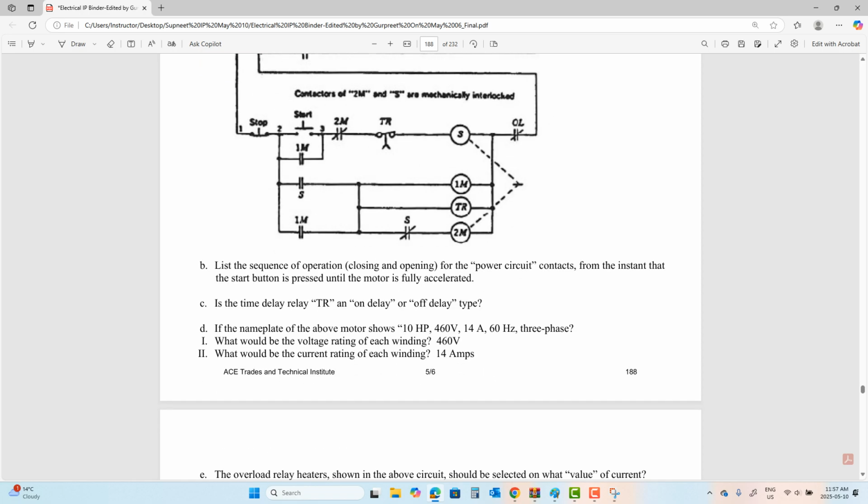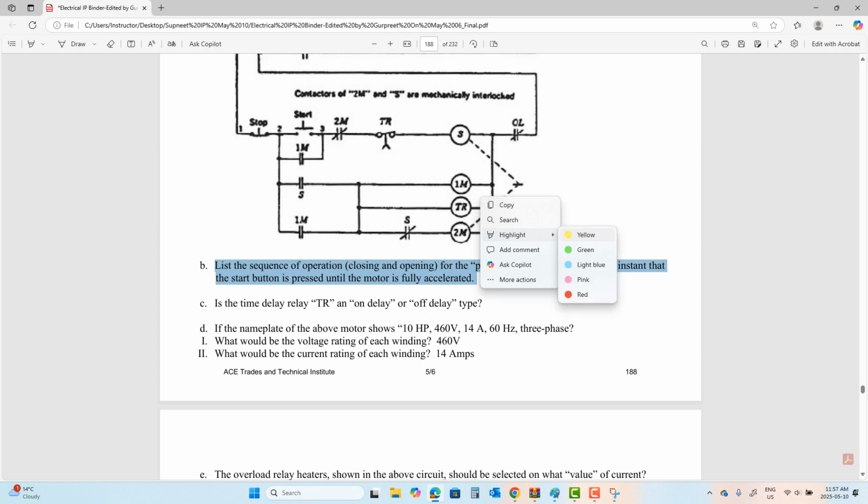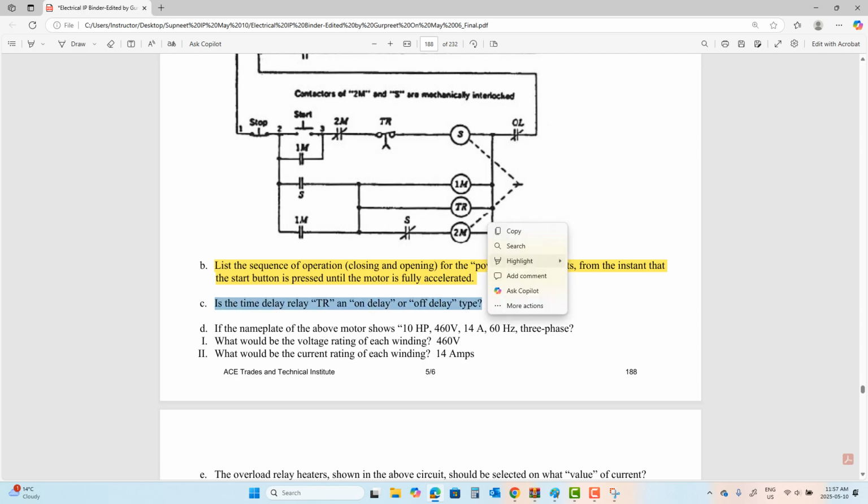Question number 2. List the sequence of operations that would happen. We already did this on the board. Okay, I'm going to put this on the screen again. Is TR on delay or off delay? So after the delay, is motor going to full speed or shutting down? Shutting down. No, full speed. Because after your starter is kicked out, motor is working on 600 volt 3-phase input.